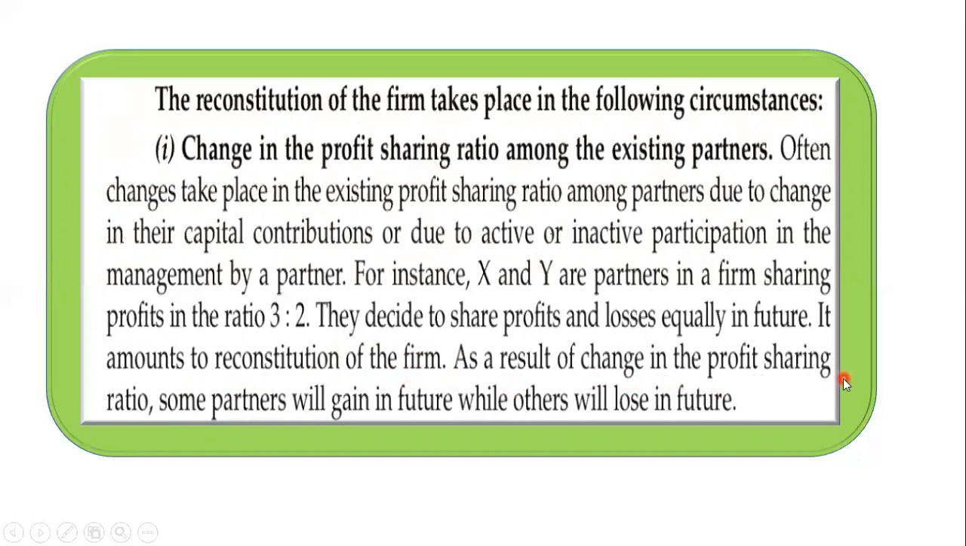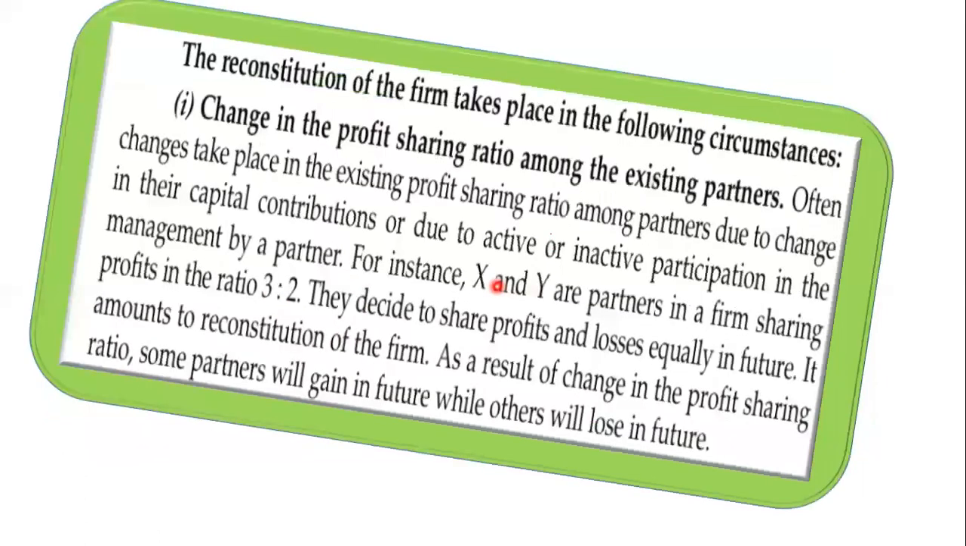As a result of change in the profit sharing ratio, some partners will gain in future while others will lose in future. Obviously, you can see in this example, X was getting 3 by 5 earlier and Y was getting 2 by 5. But now they are going to change equally, means both partners will get an equal proportion. So X will lose and Y will gain because Y will get the equal amount to X now. So this is the first reason for reconstitution of partnership firm. The first condition is change in the profit sharing ratio among the existing partners, right?